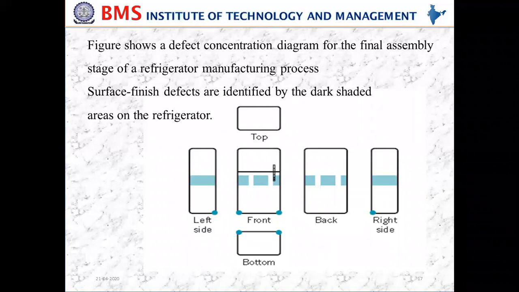So why did these defects occur in these areas? At the final stage, when you are moving the refrigerator, these corners will be damaged. The corners are damaged when you use the material handling equipment and the material is not properly handled. That's why the surface defects are more on the surface where you hold the material. And the corners, why the corners? When you move this refrigerator, these corners may get damaged.